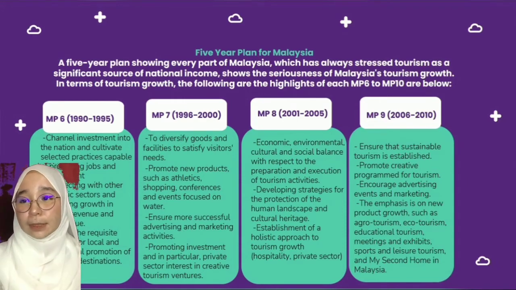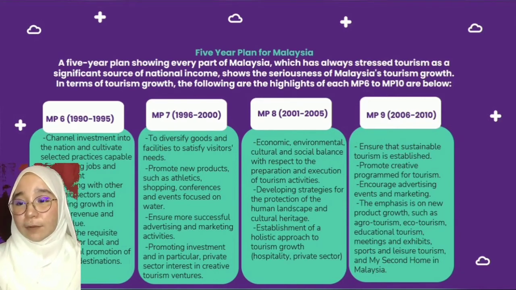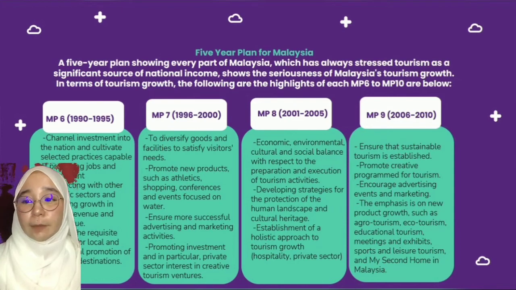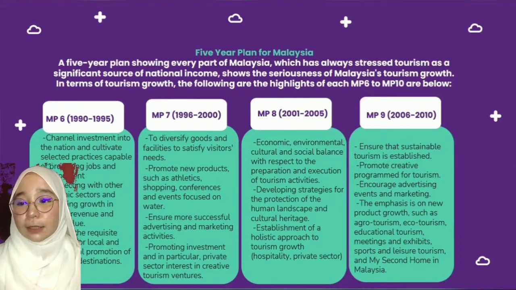Okay, next is MP7, which is 1996 until 2000. First, to diversify goods and facilities to satisfy visitors' needs. Second is promote new products such as athletics, shopping, conferences, and even a focus on water. Third is ensure more successful advertising and marketing activities. Fourth is promoting investment and in particular private sector interest in creative tourism ventures.